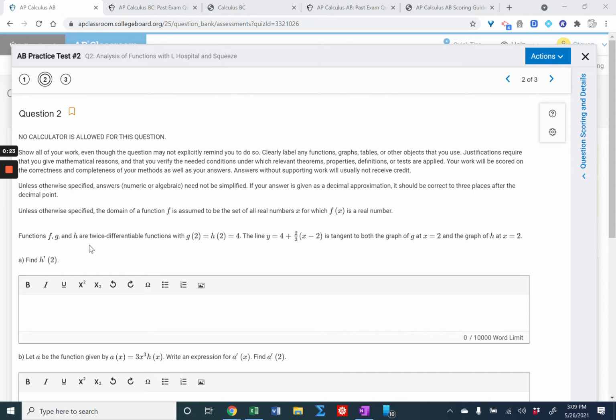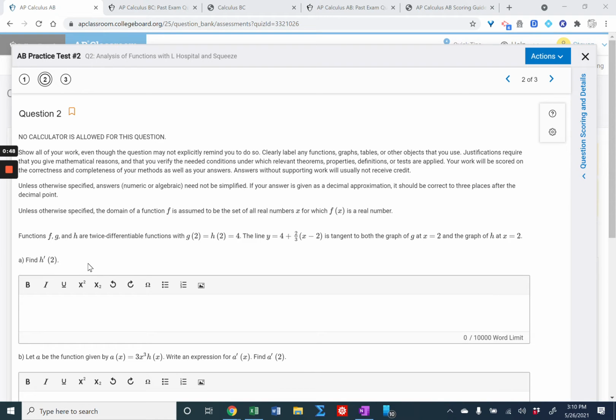So for question number two, what did they tell us? The functions f, g, and h are twice differentiable. G of 2 equals h of 2 equals 4. And then this line y equals 4 plus 2/3 times quantity x minus 2 is tangent to both the graph of g at x equals 2 and the graph of h at x equals 2. The first thing they wanted us to find was h prime of 2.